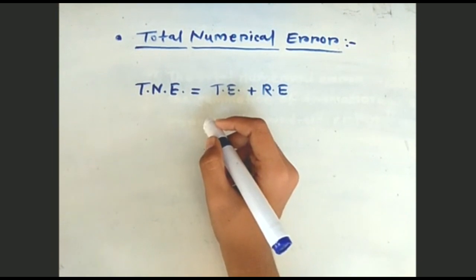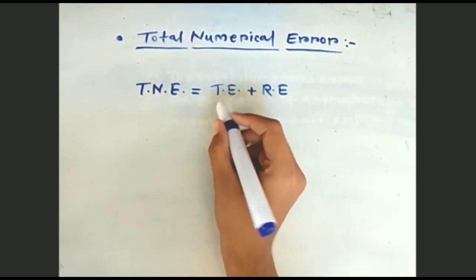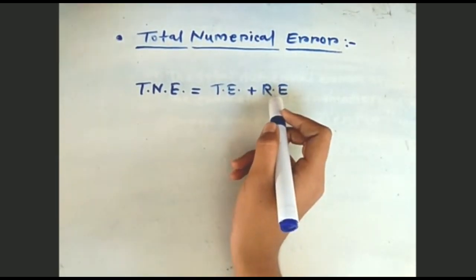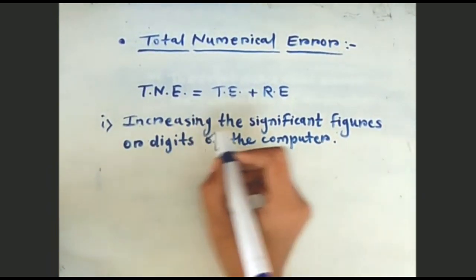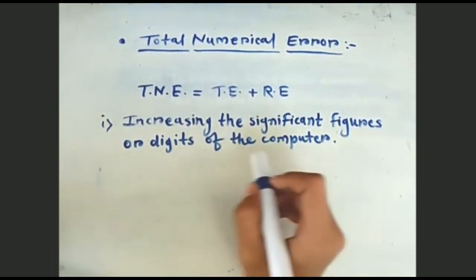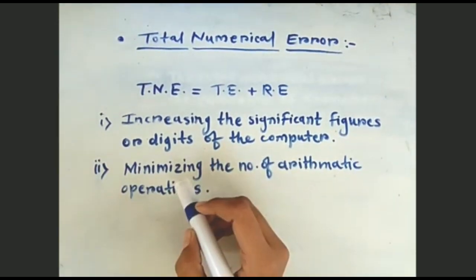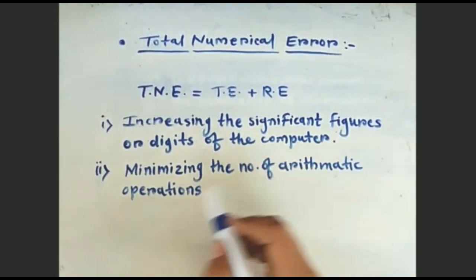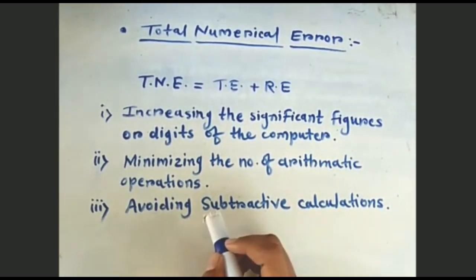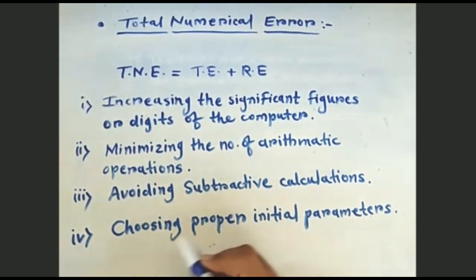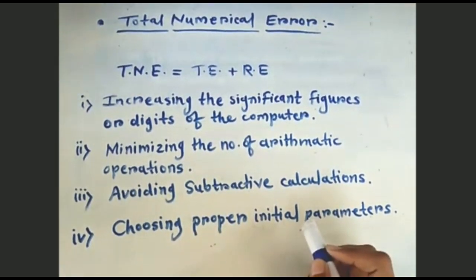Any efforts to minimize the total numerical error should therefore be concentrated on the way to reduce and minimize these two types of errors, that is, truncation error and round-off error. The steps may include: first, increasing the significant figures or digits of the computer. Second, minimizing the number of arithmetic operations. Third, avoiding subtractive calculations. And fourth, choosing proper initial parameters.